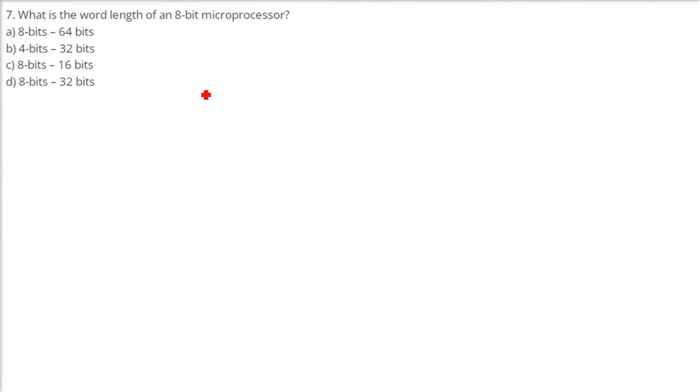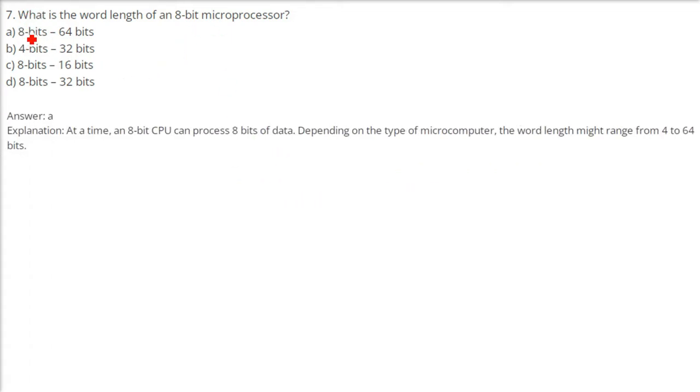What is the word length of an 8-bit microprocessor? The first is the answer. How does it come? 8-bit is the minimum one. How far can it go? At a time, an 8-bit CPU can process 8 bits of data. But depending upon the type of microcomputer, the word length ranges from 4 to 64, that is 2 to the power 3 to 2 to the power 6.